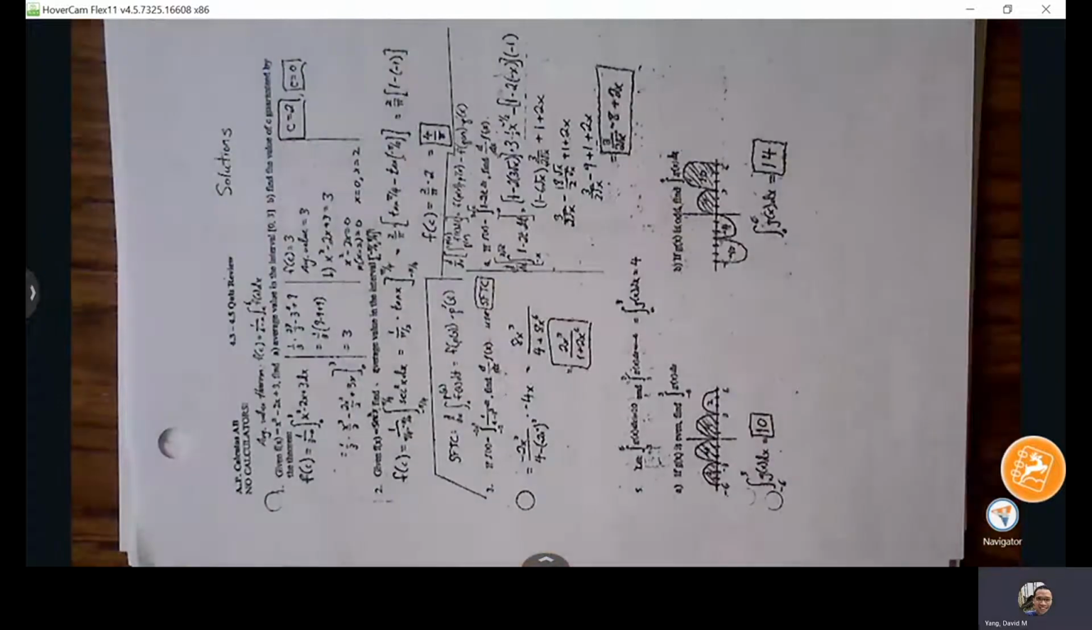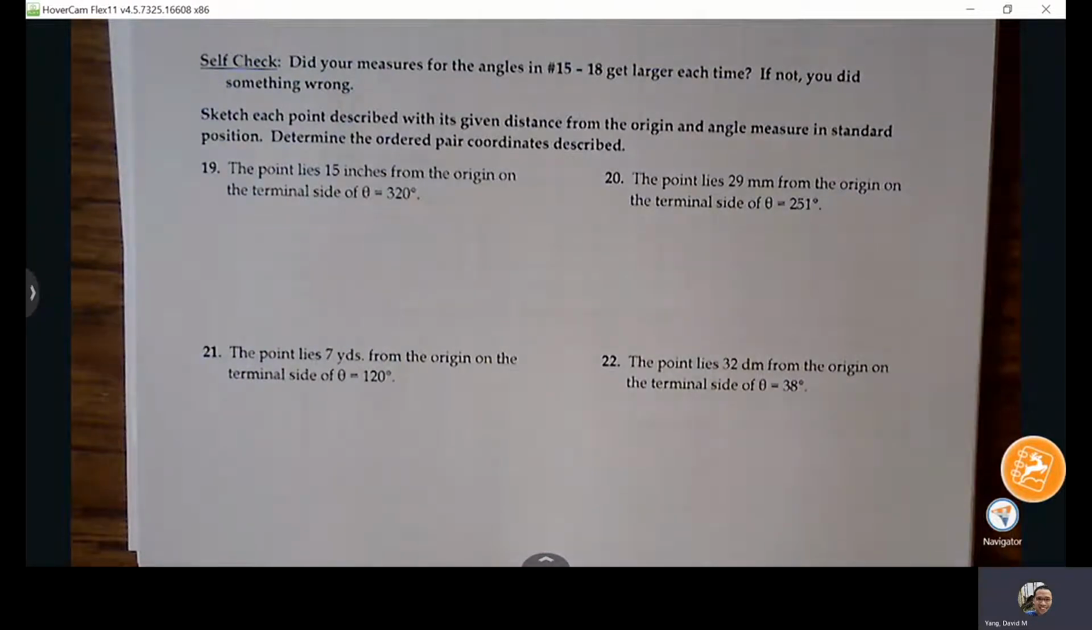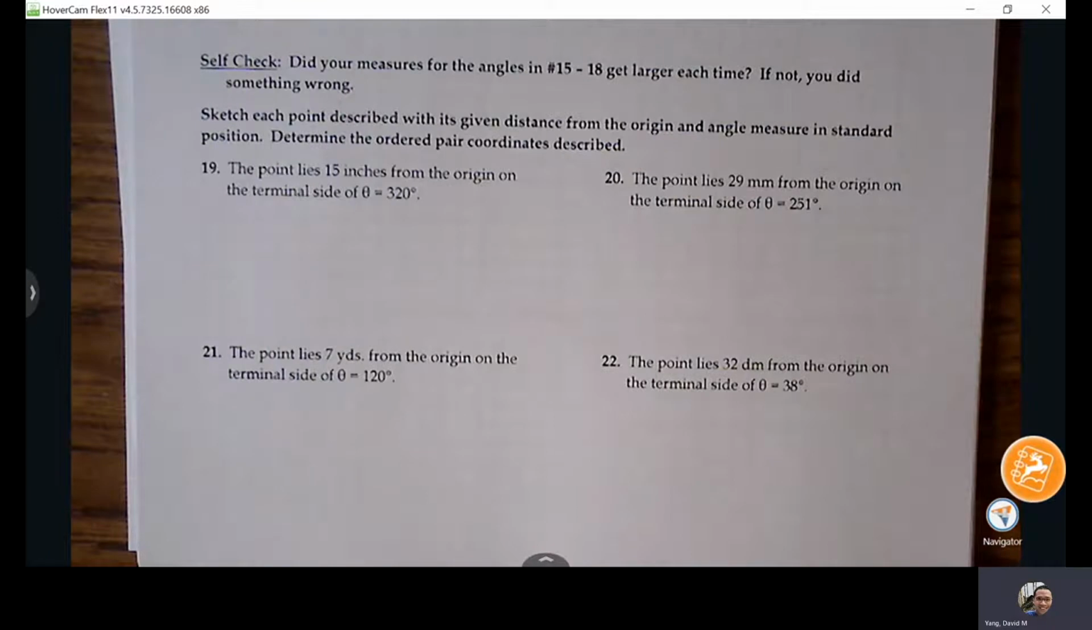Okay, page 3 when you're ready. Okay, does anybody still need page 2? Everybody good? All right, page 3.